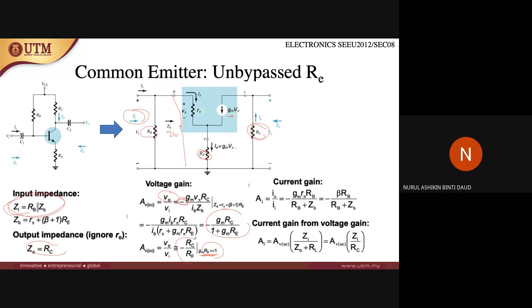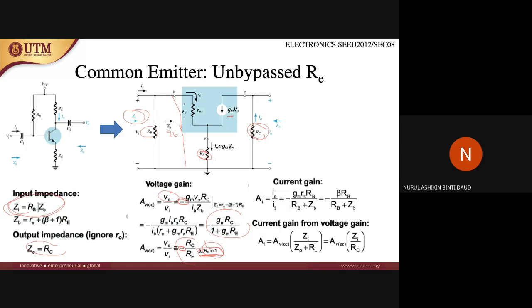In that case, you don't have to calculate the whole expression; the voltage gain is simply minus RC divided by RE. Directly take the value of RC and divide by the value of RE. Why is it minus? Because there is a phase inversion at the output part, so don't forget the minus sign. This condition is only fulfilled when gm times RE is much larger than 1. If gm RE is about 1, it will not fulfill this condition, and you have to use the full expression.